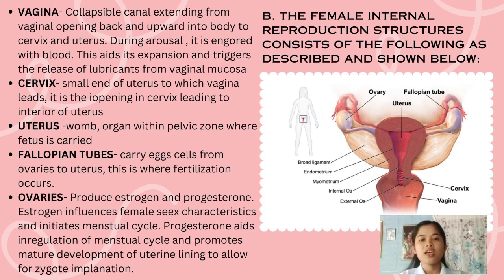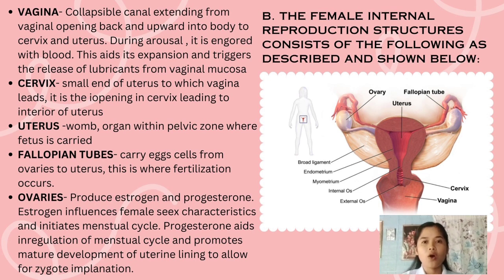The first one is the vagina. It is a collapsible canal extending from the vaginal opening back and upward into the body to the cervix and uterus. During arousal, it is engorged with blood. This aids its expansion and triggers the release of lubricants from the vaginal mucosa. The second one, cervix, is the small end of the uterus to which the vagina leads. It is the opening in the cervix leading to the interior of the uterus.